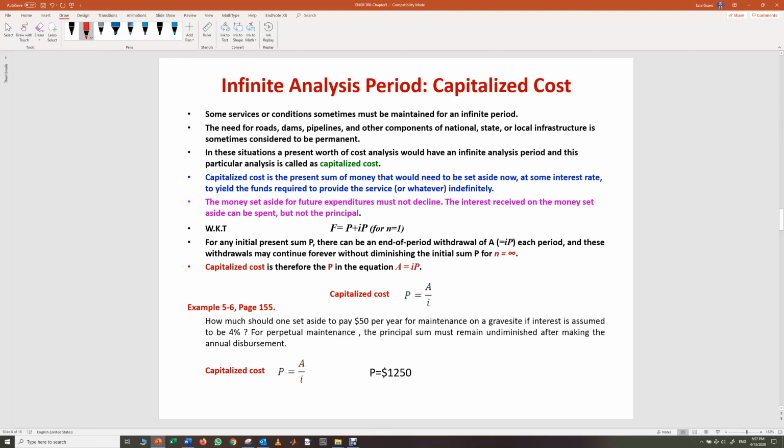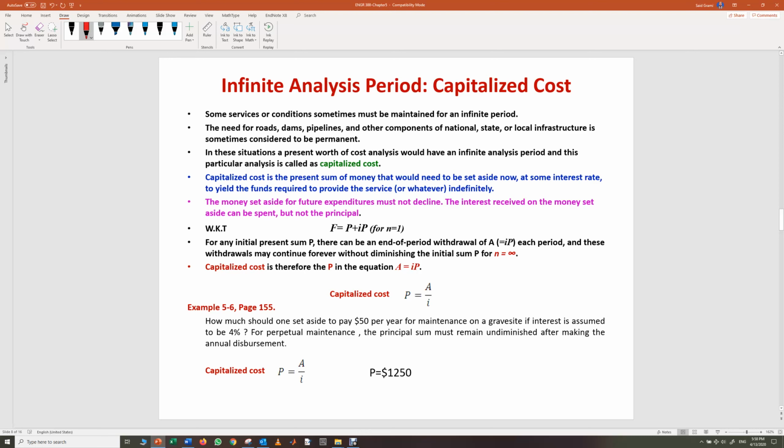For an initial present sum P, there can be an end of period withdrawal of A equals IP. That means if we put P in the bank, after 1 year I get IP. So I can take IP, spend IP, and keep P in the bank. So in the next year I also get IP, and so on. And this withdrawal may continue forever without diminishing the initial sum P, for n equal to infinity.